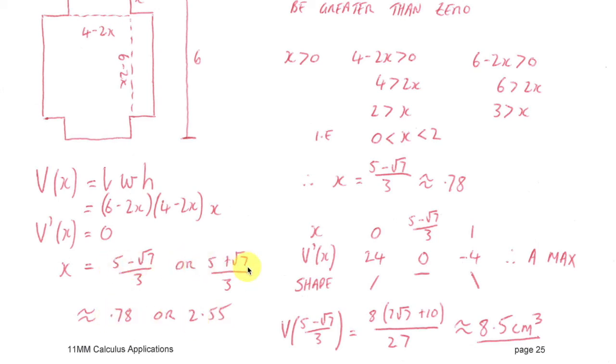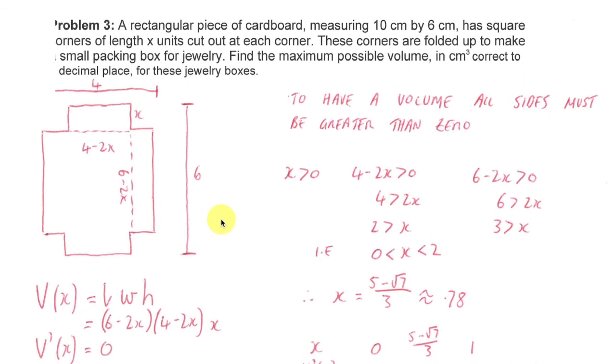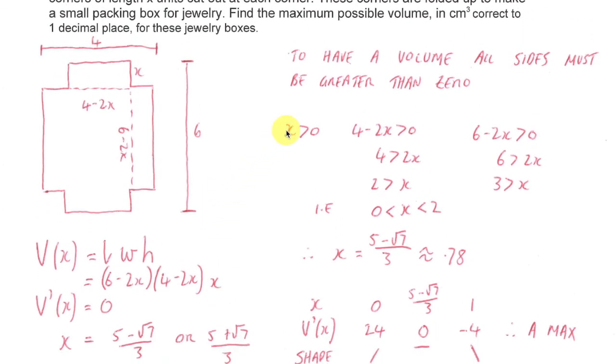Now, whilst there are two possible solutions, and we could create a sign diagram and see which one produces the maximum, we also need to think about the real world. Are both of these solutions possible? Let's look at the restrictions for this. Clearly, what we want to see is that all of the lengths are greater than 0. So the height needs to be greater than 0, otherwise we won't have a volume. The width, 4 minus 2x, needs to be greater than 0, and the length needs to be greater than 0 as well. Let's deal with the 4 minus 2x.